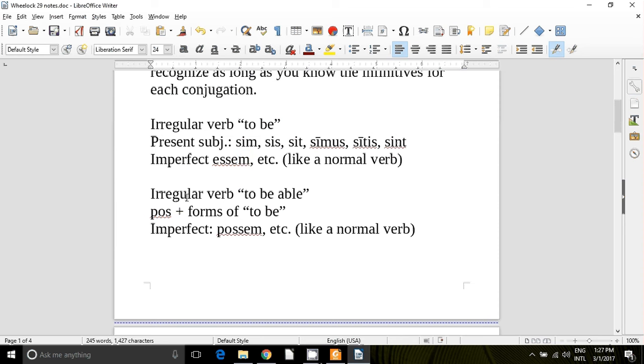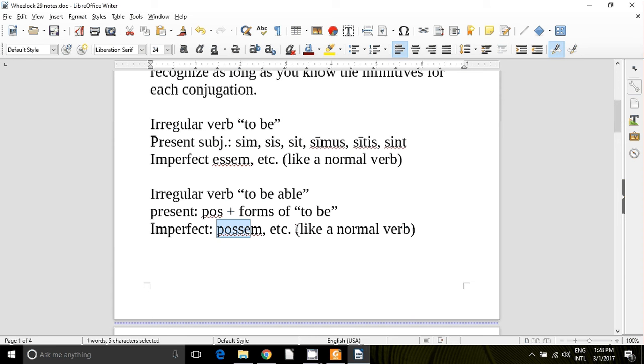The irregular verb to be able, to make it present subjunctive, you just add pos onto the front, so possim is that I may be able, possis that you may be able, and so forth. So it's the same form as to be, just with pos added on to the beginning of it. And then the imperfect, again, is normal. You take the present infinitive, posse, and you add the endings, just like any other imperfect subjunctive.